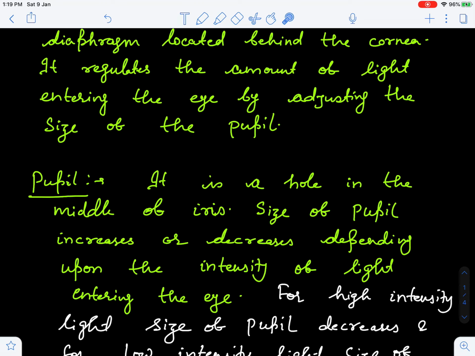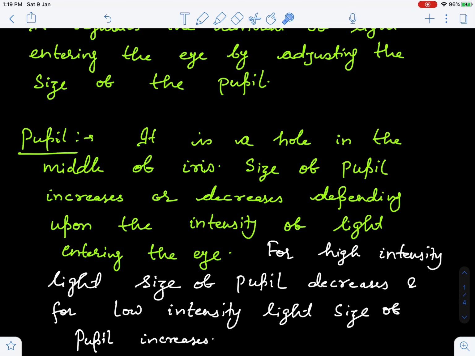The size of the pupil increases or decreases depending upon the light falling on it. I have written that the size of the pupil increases or decreases depending upon the intensity of light entering the eye. Suppose you enter a room which is very bright, with many flashlights, so high intensity light: the size of the pupil decreases. And at night, when you switch on the tube light, your eye fluctuates a little bit. So for high intensity light the pupil size decreases, and for low intensity light the size of the pupil increases.